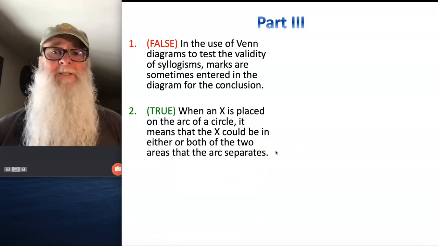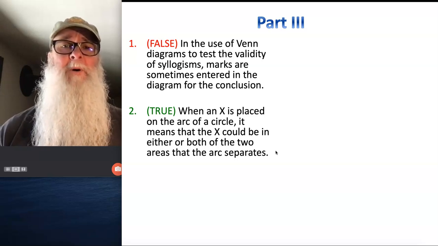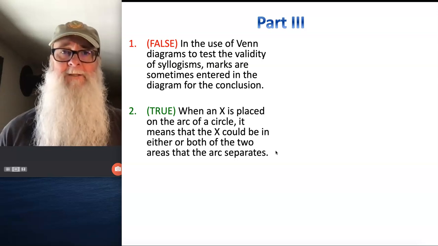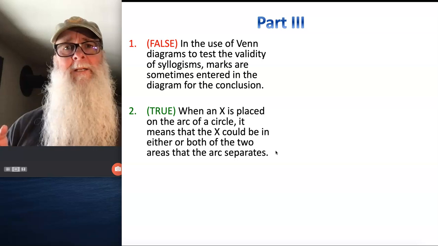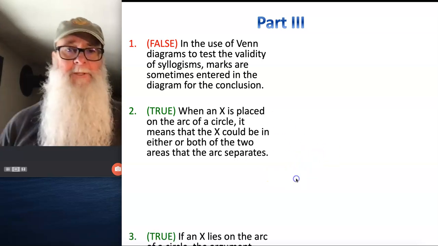When an X is placed on the arc of a circle, it means that the X could be in either or both of the two areas that the arc separates. Absolutely, we mark that X on the line, separating those two areas, indicating that we don't know where that X goes. It goes in one or the other or both, but we don't know.